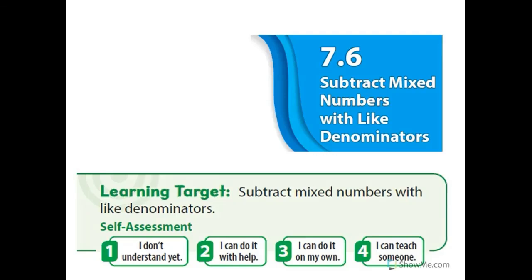This is lesson 7.6, subtract mixed numbers with like denominators. It is found on pages 337 through 340 in your workbook.